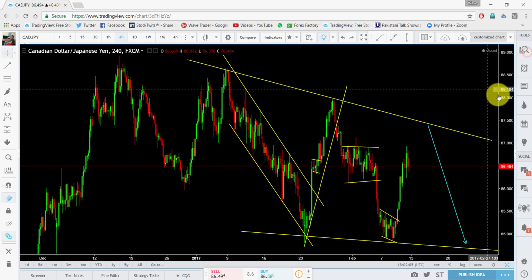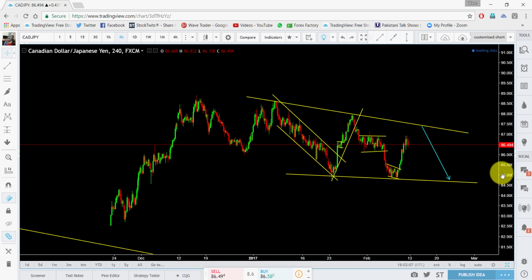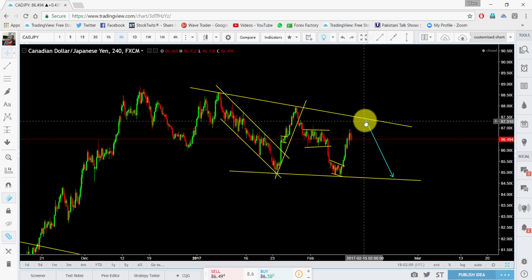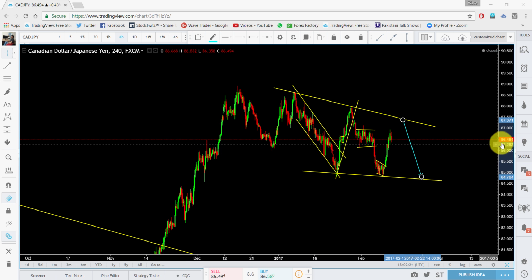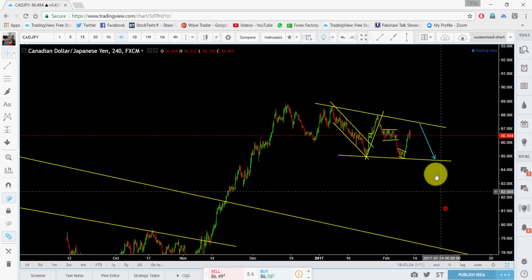CAD yen. Okay, so we can see CAD yen forming the move which we were anticipating at the bottom. Yeah, we were anticipating this move at the bottom, so it is forming the bullish move. Okay, so we will look for sell here. Once the price completes the pattern and hits the upper trend line, we will look for sell.